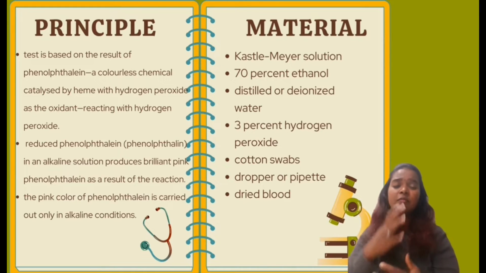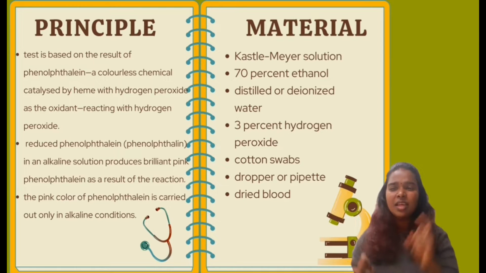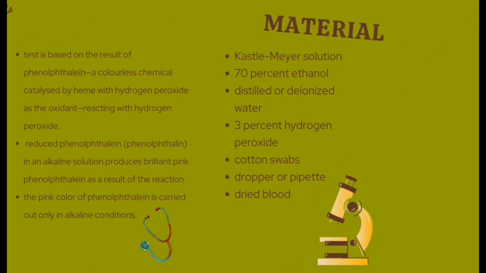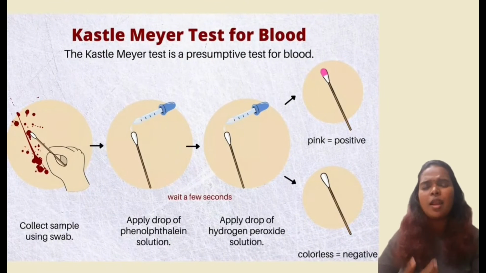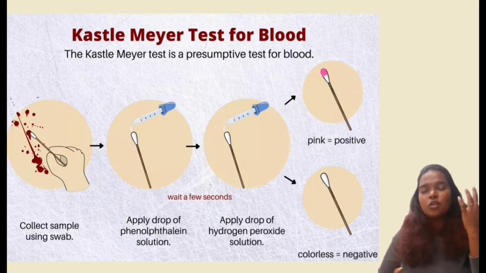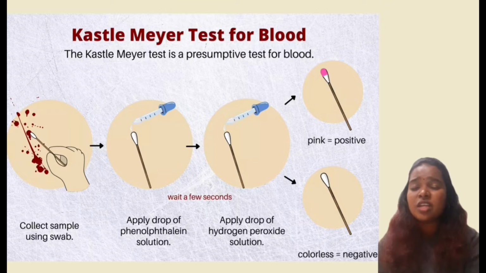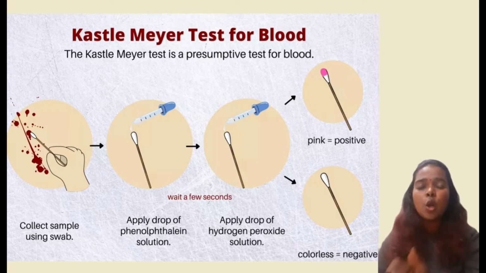But before that, let's listen to the materials we need for this test. We need Kastle-Meyer solution, 70% ethanol, distilled water, 3% hydrogen peroxide, cotton swab, pipette, and dry blood. Now let me explain how to perform a Kastle-Meyer test. First of all, we need to moisten the cotton swab, and then touch the suspected blood with the cotton swab.